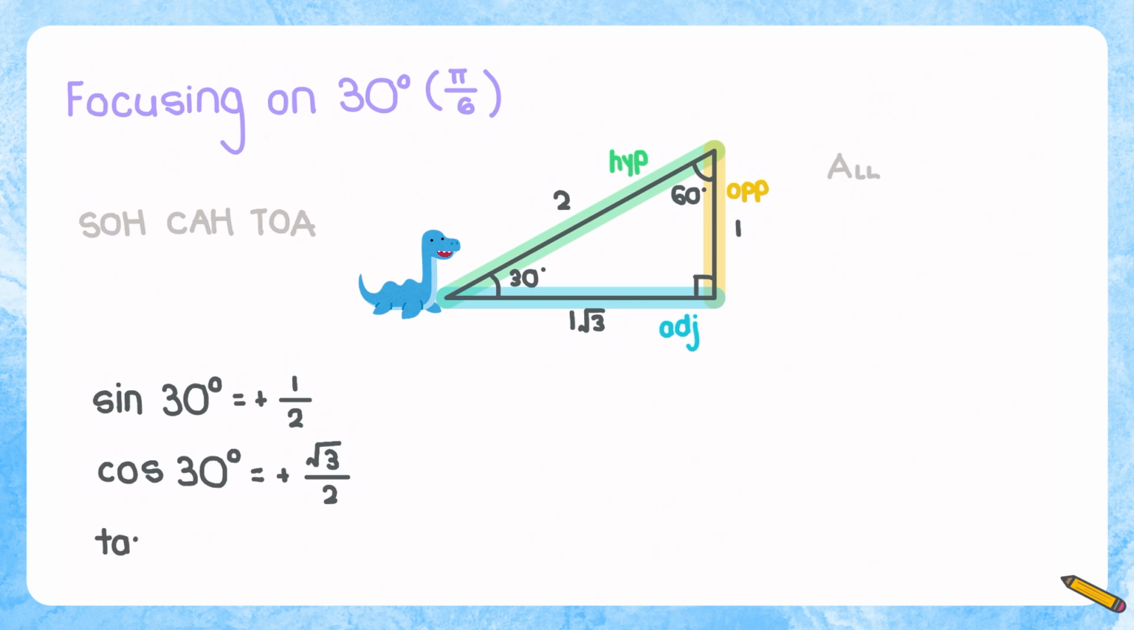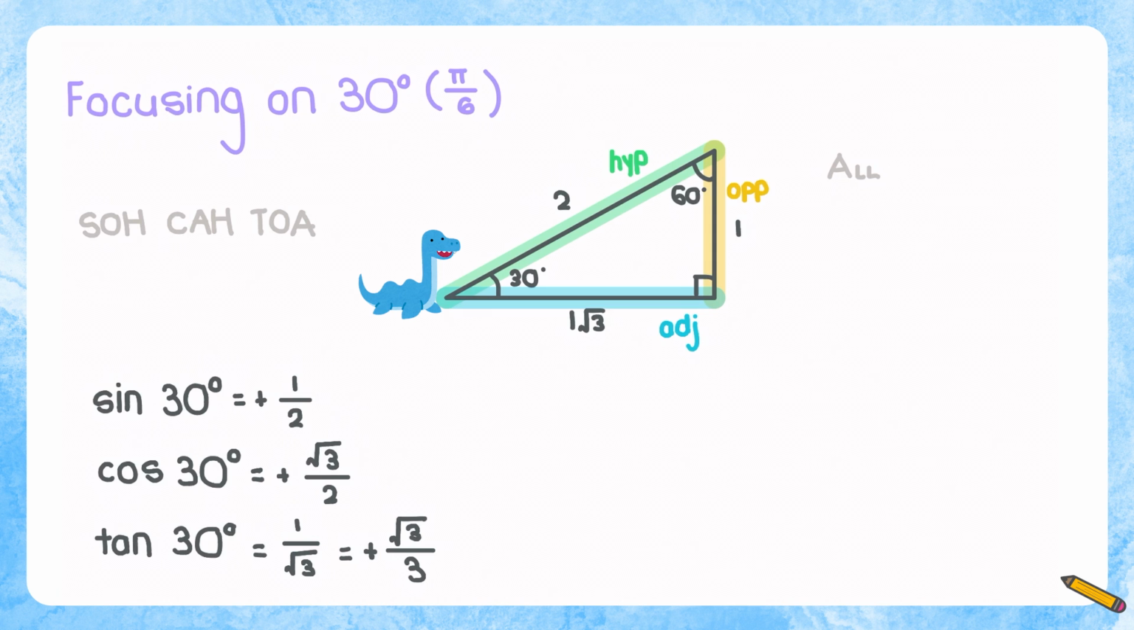Going on, tangent of 30 degrees equals the opposite side over the adjacent side, which would be 1 over radical 3. But remember, we want to rationalize the denominator, so this would turn into radical 3 over 3. And again, this is positive. So we've found the values for the first 3 trig ratios. Now let's find the remaining 3 using the idea of reciprocals.